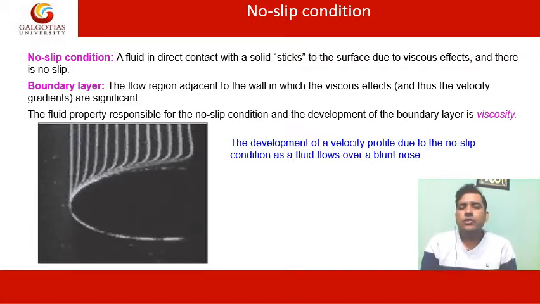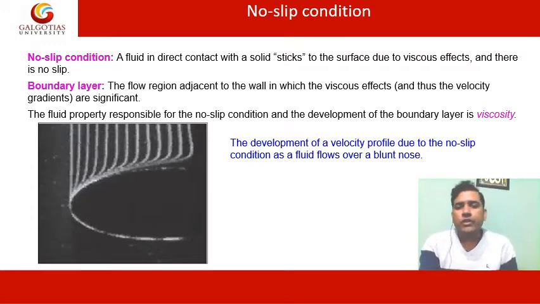And these are again important when it comes to convection, and convection also depends upon the boundary layer. Convection is different in the boundary layer, and the convection rate is different on the layer other than the boundary layer. So the flow region adjacent to the surface in which viscous effects and thus the velocity gradient are significant is known as the boundary layer. The fluid property responsible for the no slip condition and the development of the boundary layer is viscosity.